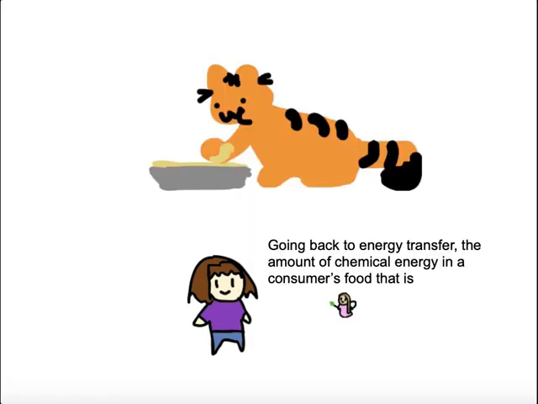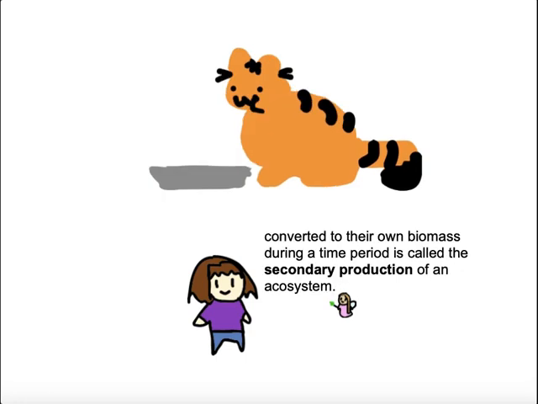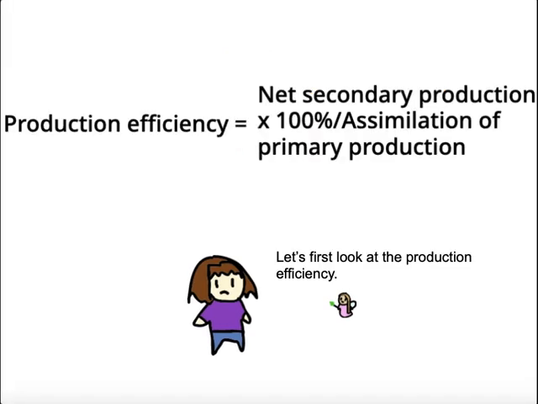Going back to energy transfer, the amount of chemical energy in a consumer's food that is converted to their own biomass during a time period is called the secondary production of an ecosystem. Let's first look at the production efficiency.